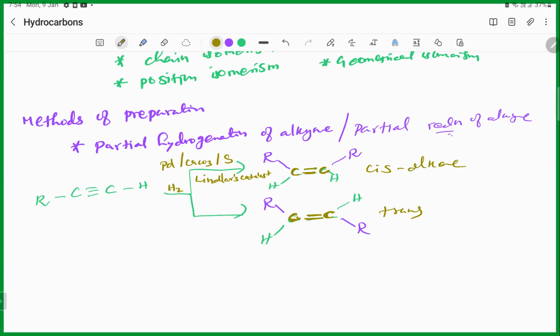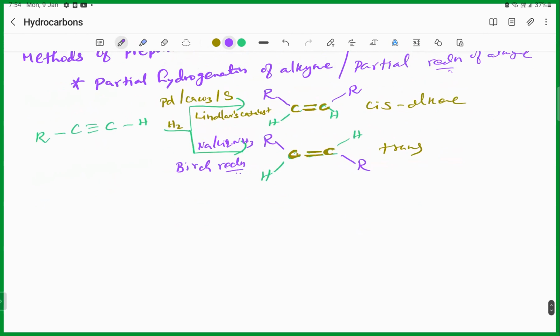The same thing, if you do the reduction with sodium in liquid ammonia, this reduction is called Birch reduction. With Birch reduction, you will get the trans product. Clear? So for example, when you are treating CH3, C triple bond CH.